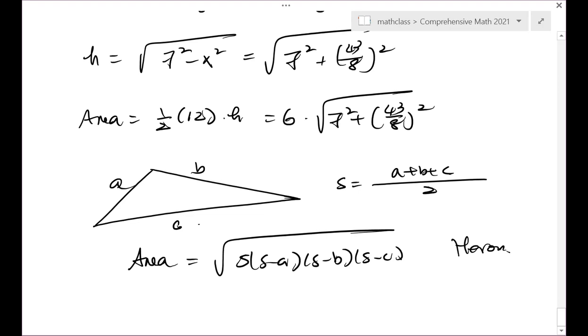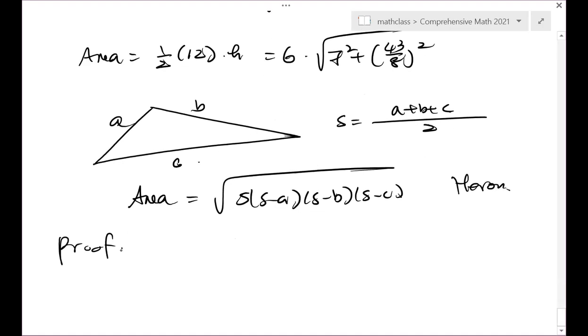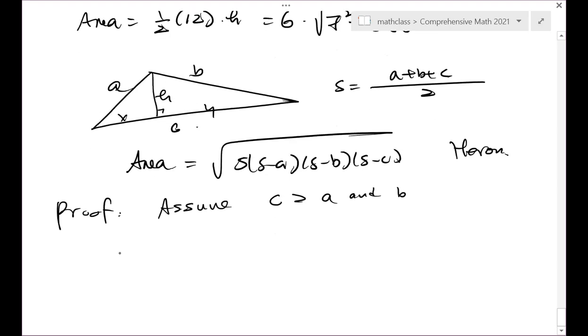The idea is very similar to the above idea. The proof is you draw the line, assuming C is the longest one, so you can assume C is greater than A and B. Then you draw the line H, and then you have X and Y. So you get three equations: X plus Y equals C, X squared plus H squared equals A squared, and Y squared plus H squared equals B squared.